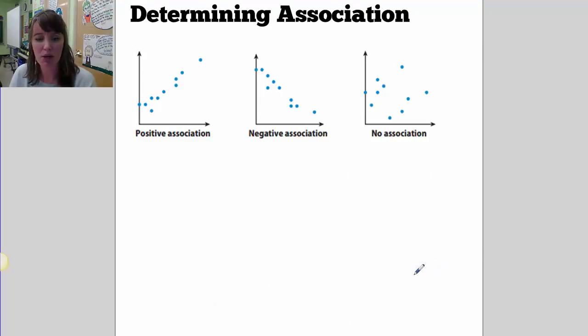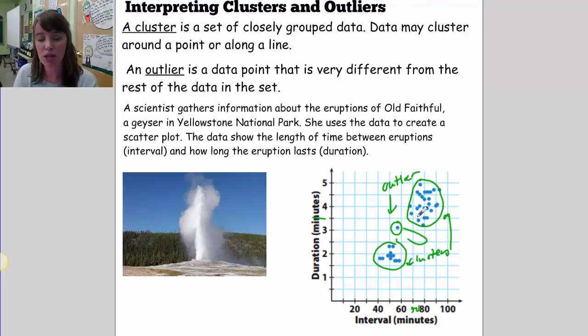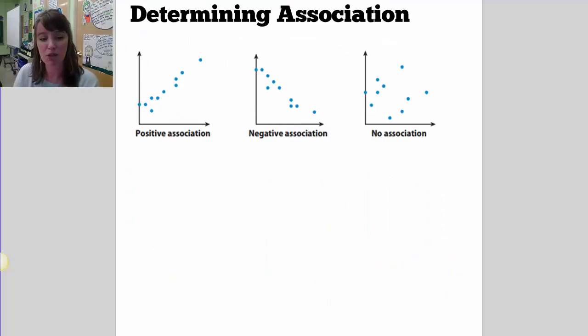Okay, the last thing that we're going to talk about in the video today is determining association. So let's look at three different scatter plots. In this scatter plot, it looks like the points are clustered along a line. Remember, a cluster can be around a point. These seem to be clustered around a center point here, and this one around a point right here. But the data in these pictures are clustered around a line that would go like this. This point may be considered an outlier, but it sort of is not, because it's actually clustered around this line. If I had another point right here, that point would be considered an outlier.